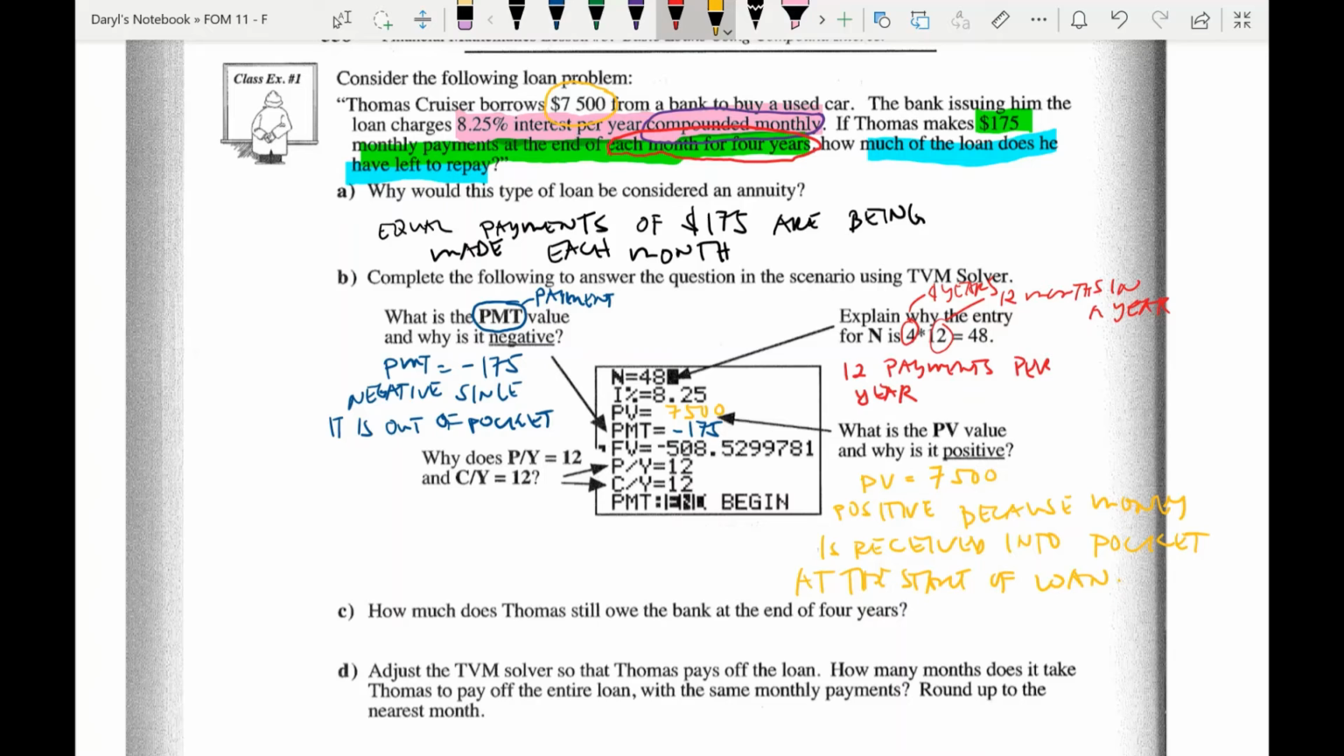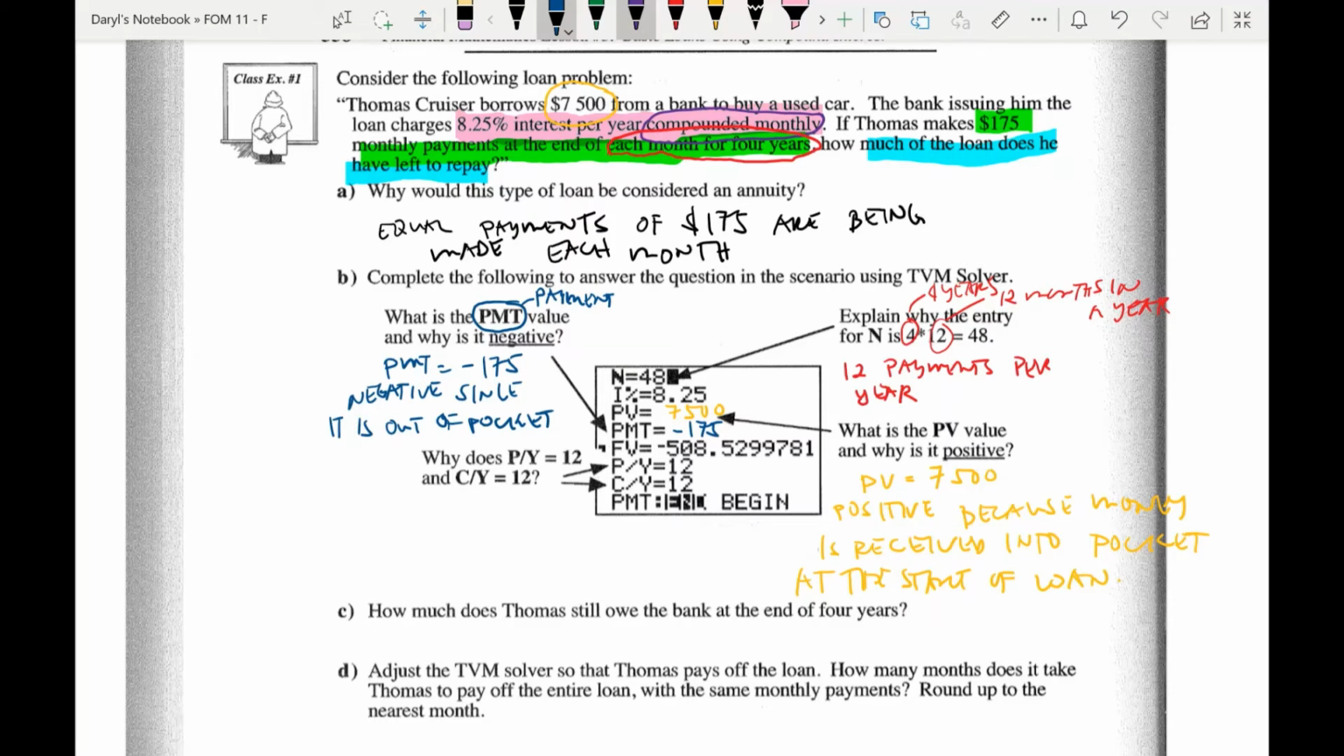And why are PY and CY 12? PY stands for payments per year. You pay monthly, so in a year you have 12 payments, and as for CY, it's compounded monthly, so all in all the interest is compounded 12 times in a year.